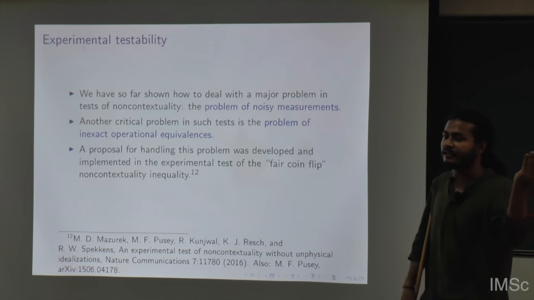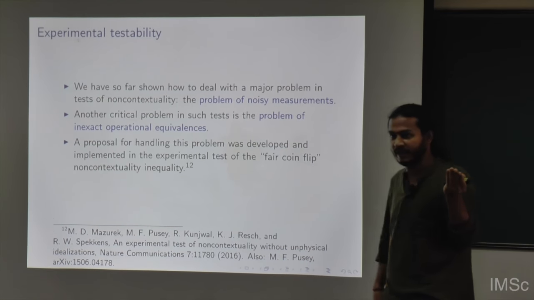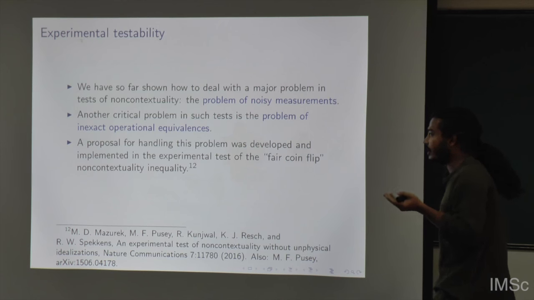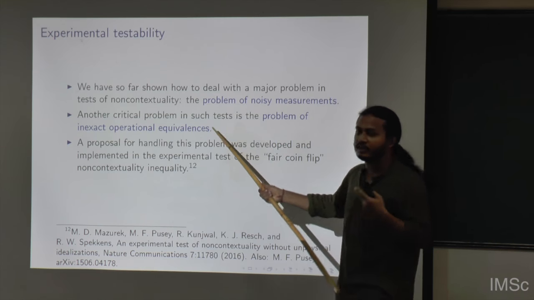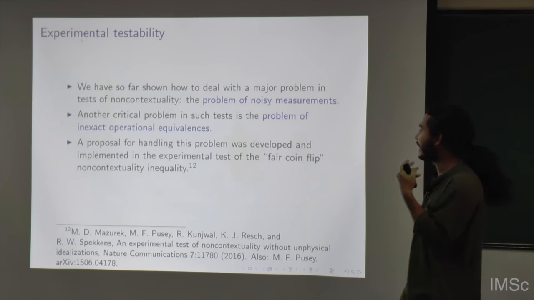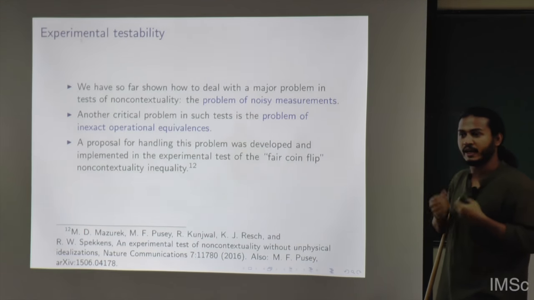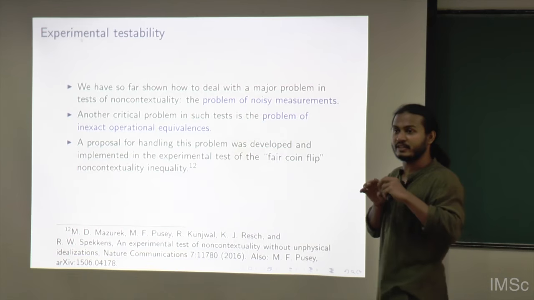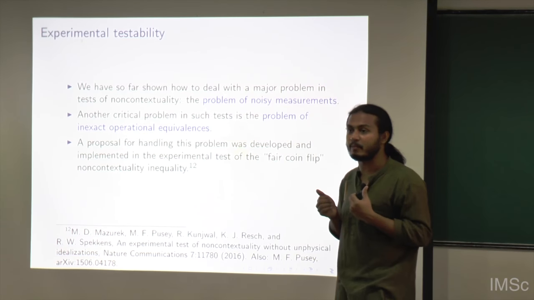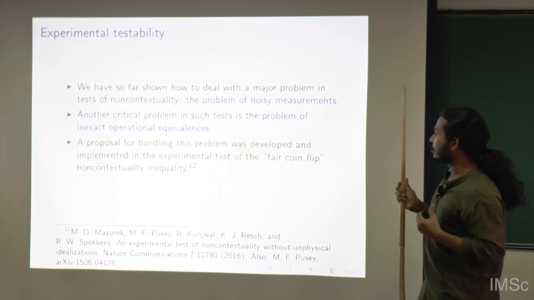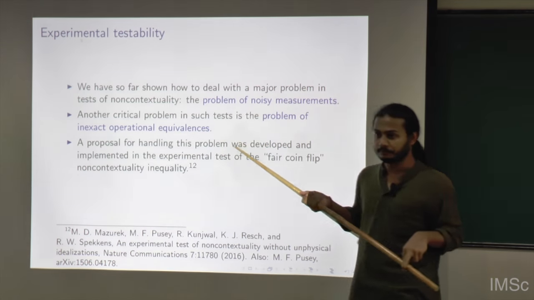But if they don't exist in the first place, then it doesn't make sense to talk about an experimental test of contextuality. Okay? A lot of previous work has ignored this problem. They haven't taken into account the fact that it doesn't make sense to apply non-contextuality to inequivalent procedures, however small the difference between them may be. Okay? So how do we handle this problem?